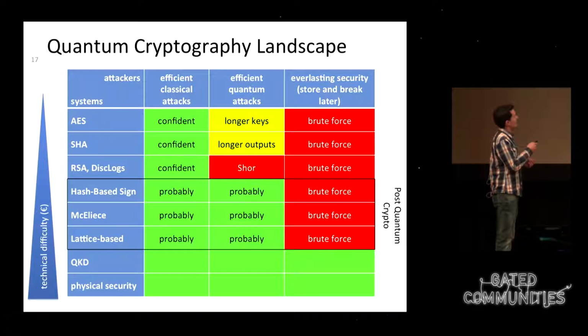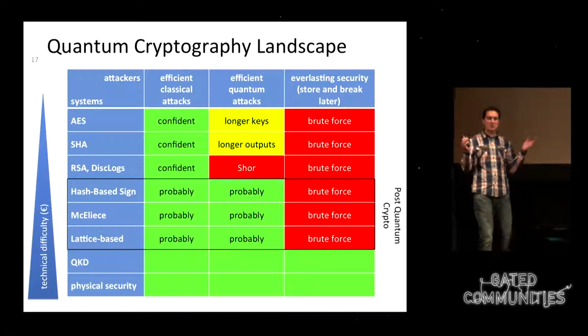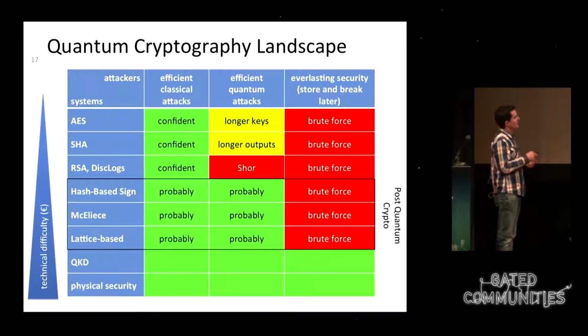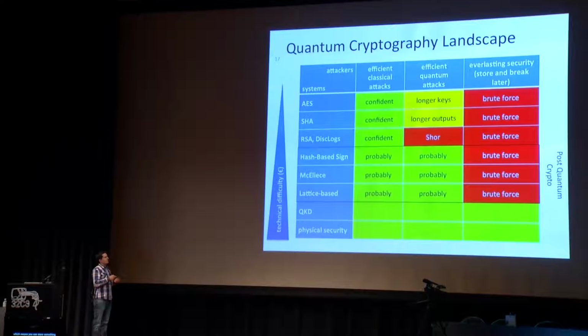So if you look at AES or SHA, then we're pretty confident that this is secure against efficient classical attackers. I mean, there's no proof for it, but that's what we believe. People have looked at this for long. They're probably also secure against quantum attackers. You just have to make sure that you use long enough keys, and in case of hash functions, that you use long enough outputs. But of course, they will fail against somebody who has just an infinite amount of time.